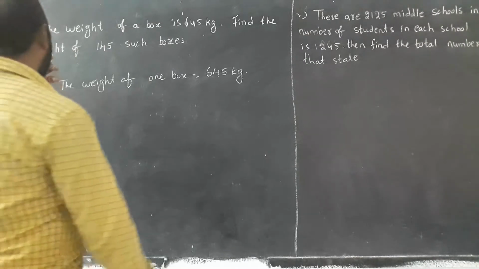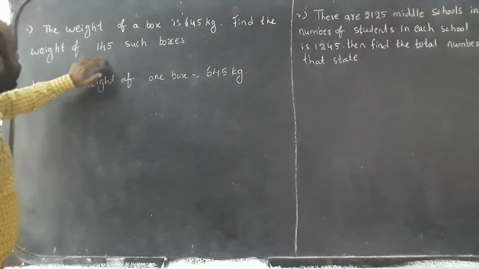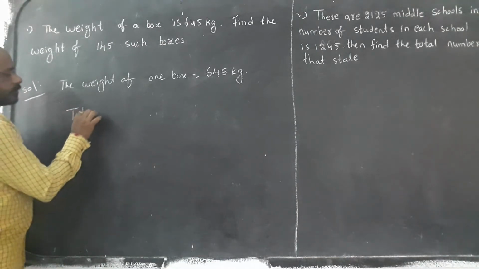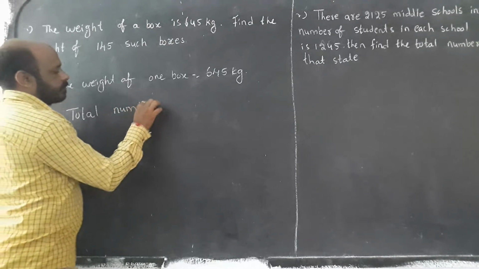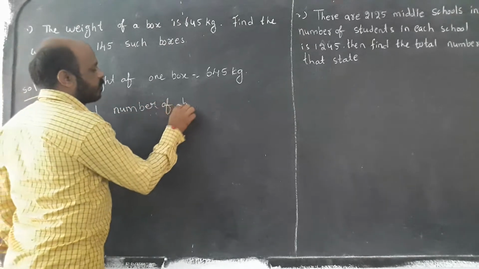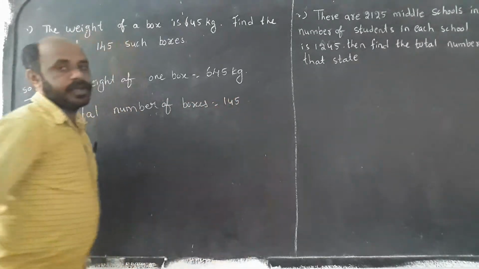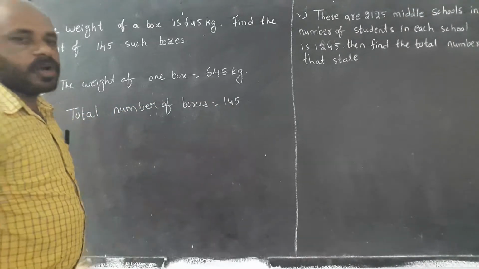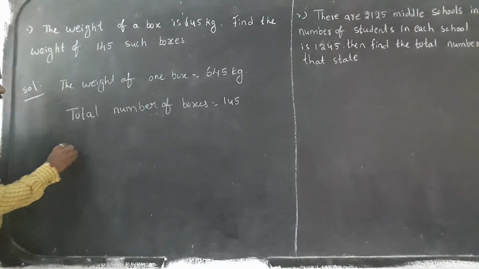What is being asked now? Find the weight of 145 such boxes. Total number of boxes is equal to how many? 145. One box weight is this one. Total 145 boxes is equal to how much weight? We have to write the total weight of all boxes.